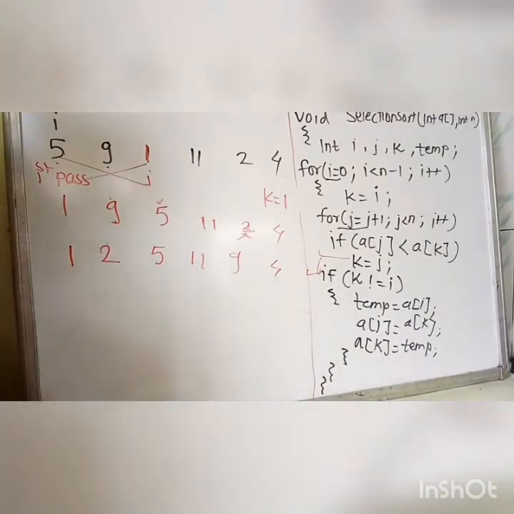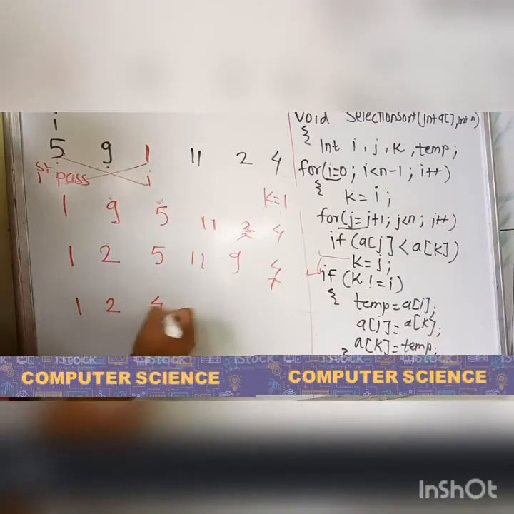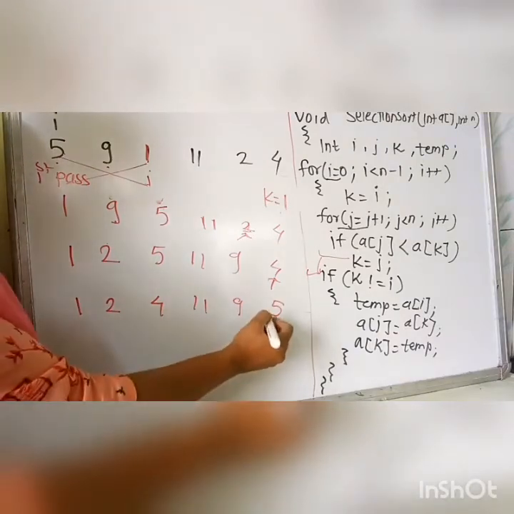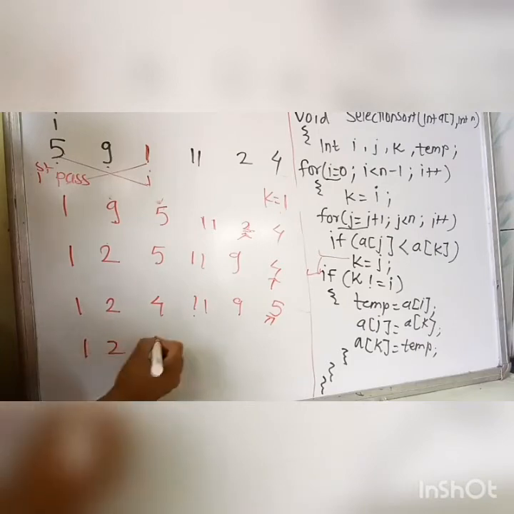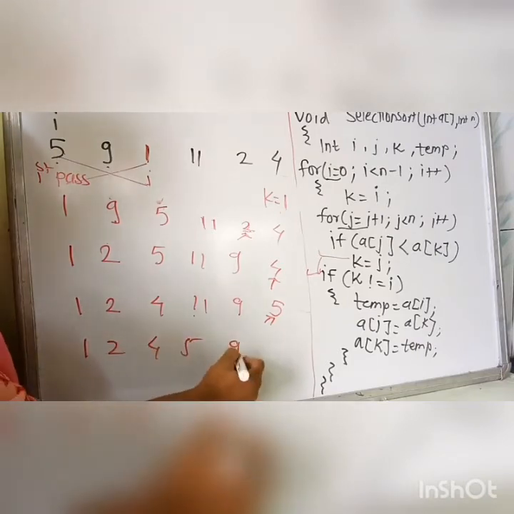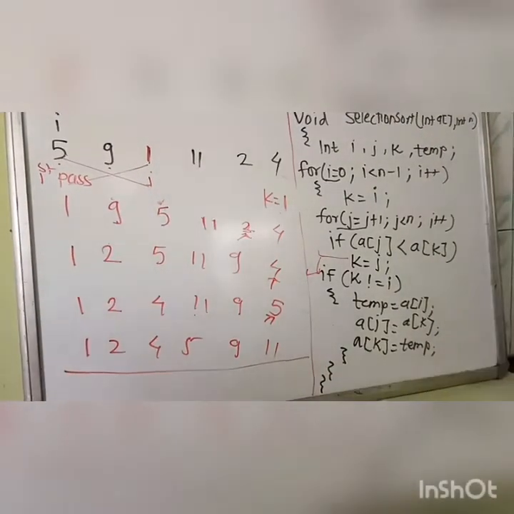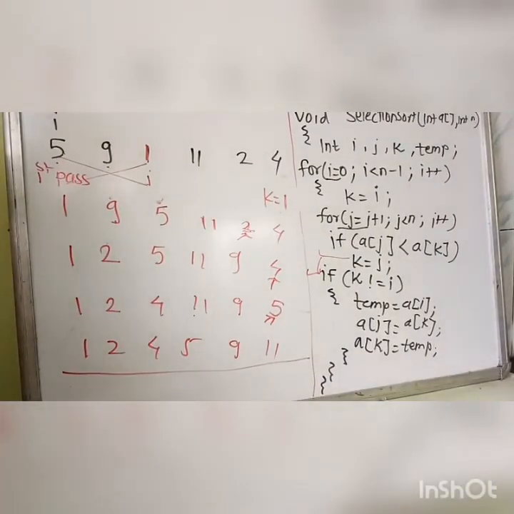Now in the next pass, we swap the 4. Means here 1, 2, 4, 11, 9 and 5 comes. In the next pass, 5 comes to the previous position. Means 1, 2, 4, 5, 9 and 11. Now at the last pass, we get the elements in sorted order. By following this function, we get the actual sorted list.